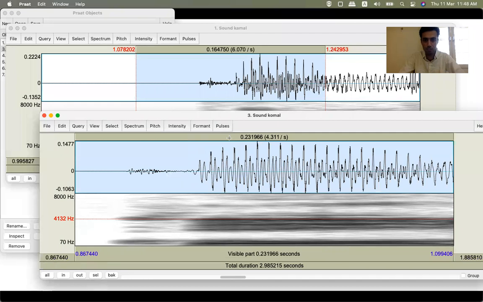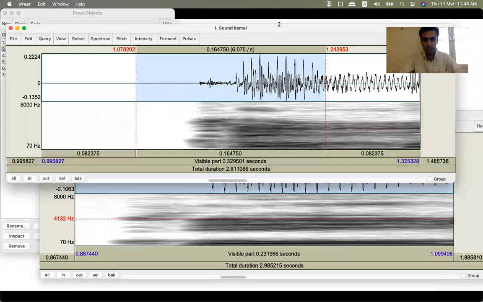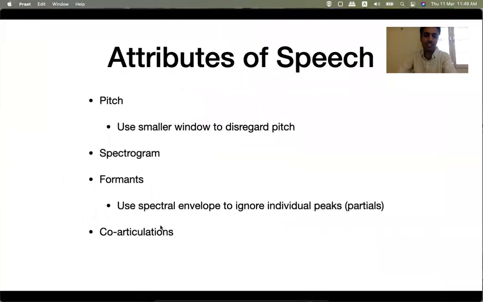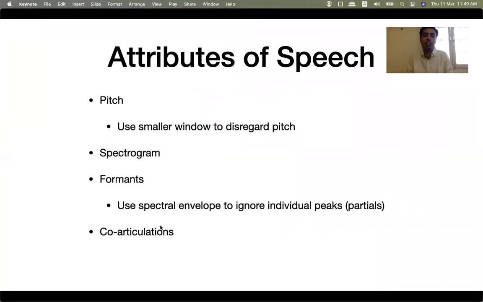This is also a k sound. This k and this k, the spectra look a little similar in the beginning, but then suddenly it becomes very different because of the co-articulation effect. So basically it means that when two different sounds come together, both of them change a bit because of the association of the other sound, you can say, right? That is the phenomenon of co-articulation.